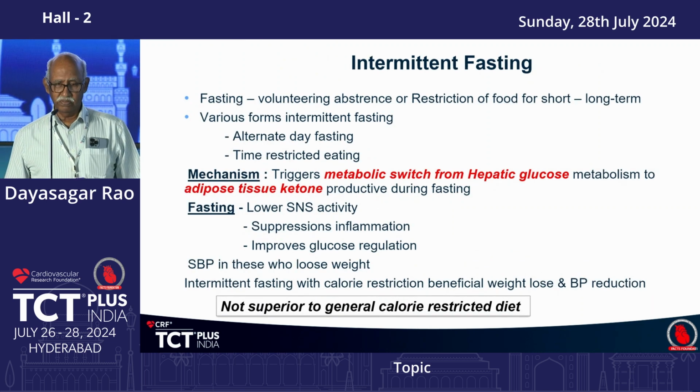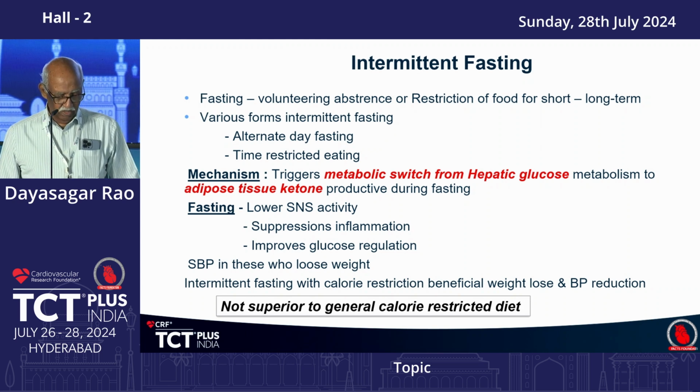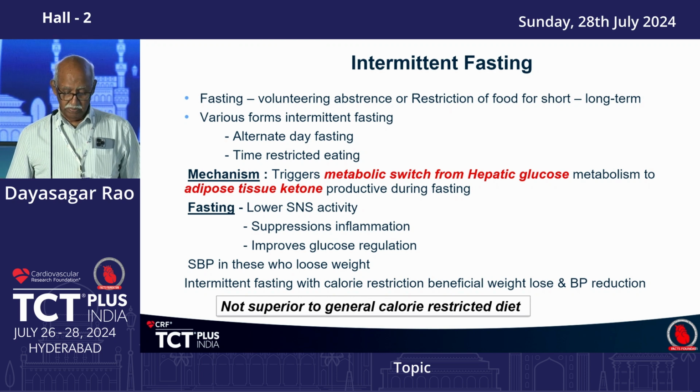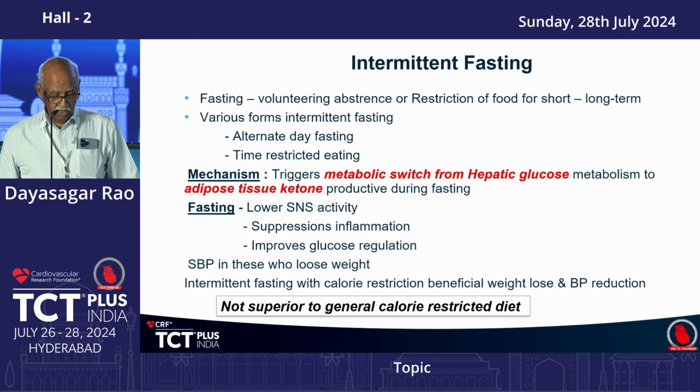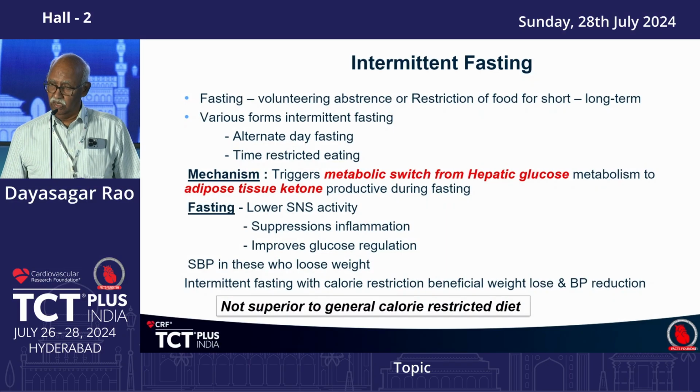Intermittent fasting has become the fad of the day, and many people believe that it is better than other ways of fasting. By intermittent fasting, there is a trigger of the metabolic switch from hepatic glucose metabolism to adipose tissue ketone formation. And this fasting also lowers sympathetic nervous activity, suppresses inflammation, and improves glucose regulation. But by and large, most of the studies have shown that intermittent fasting is not superior to general calorie restriction diet. So if you like it, you can do it, but it is no better than a general reduction in the calorie content.